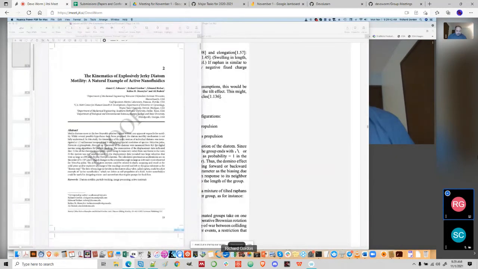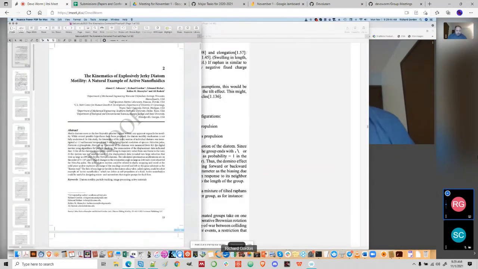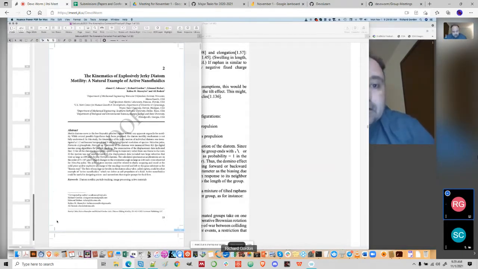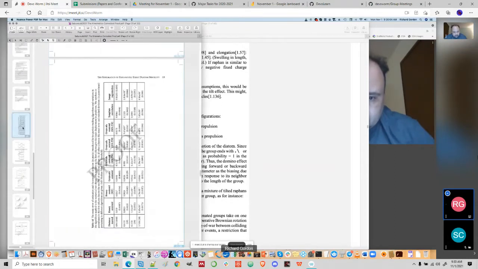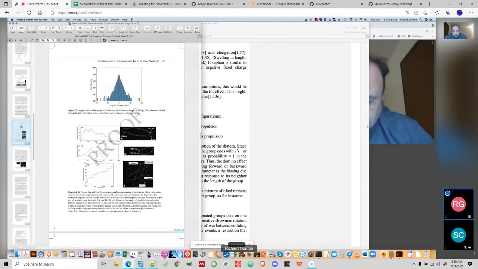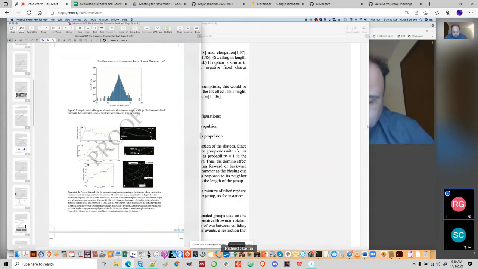Let's see. This paper just came out. Kinematics. This was done mostly with John Sabunco. And let's see, way down here. No, that's not it. That's angular.